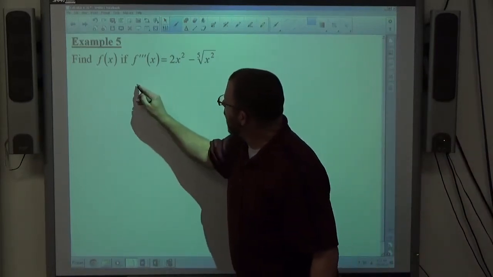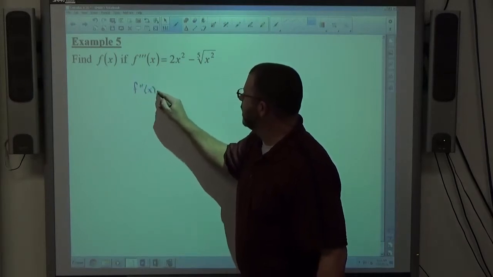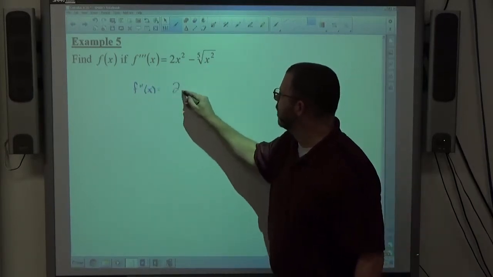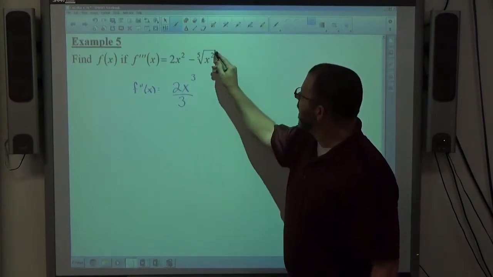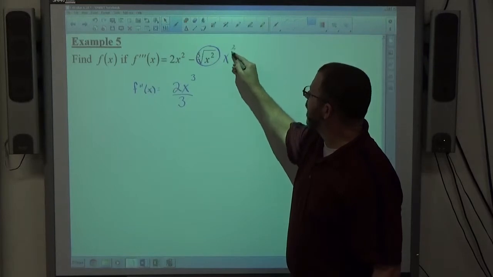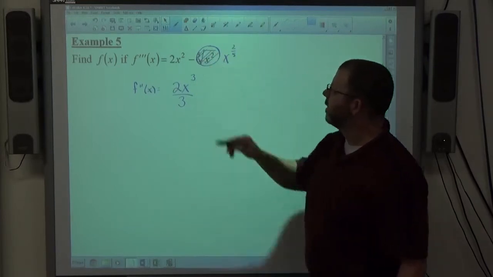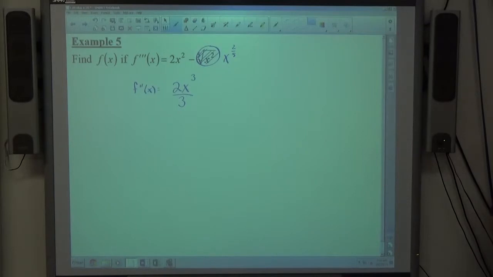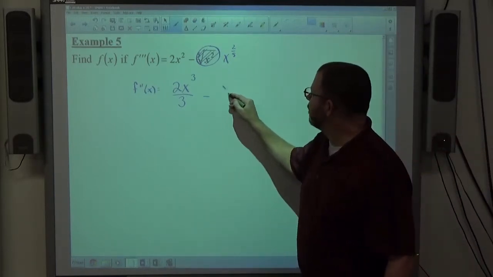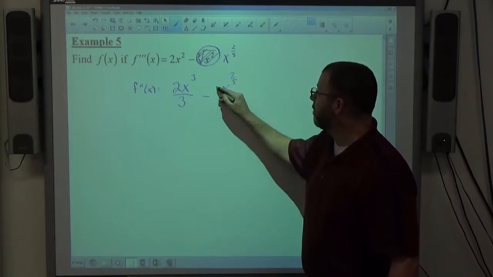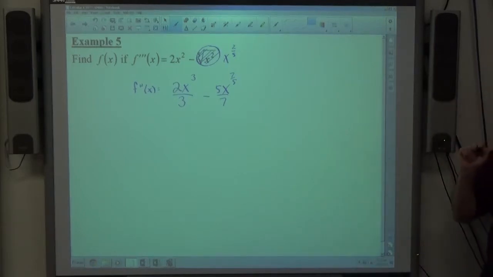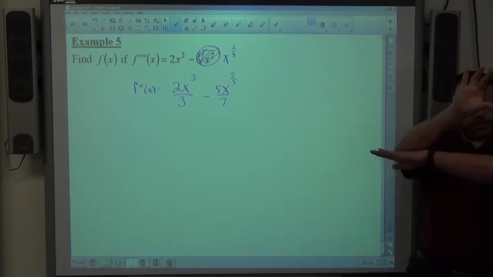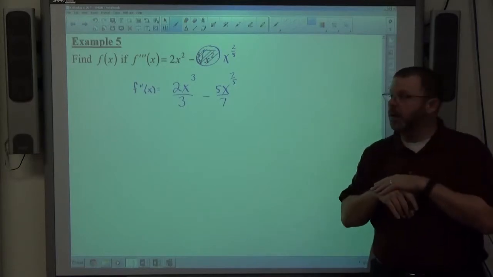So, F triple prime, so F double prime of x equals. Alright, so I'm going to take 2x, raise the power by 1, and divide by the new power. And this term is x to the 2/5 power. Keep in mind fractional powers are better than radicals when we're anti-differentiating. Alright, and I'm going to get x to the 7/5 times 5/7. Again, over 7/5 is the same as times 5/7.